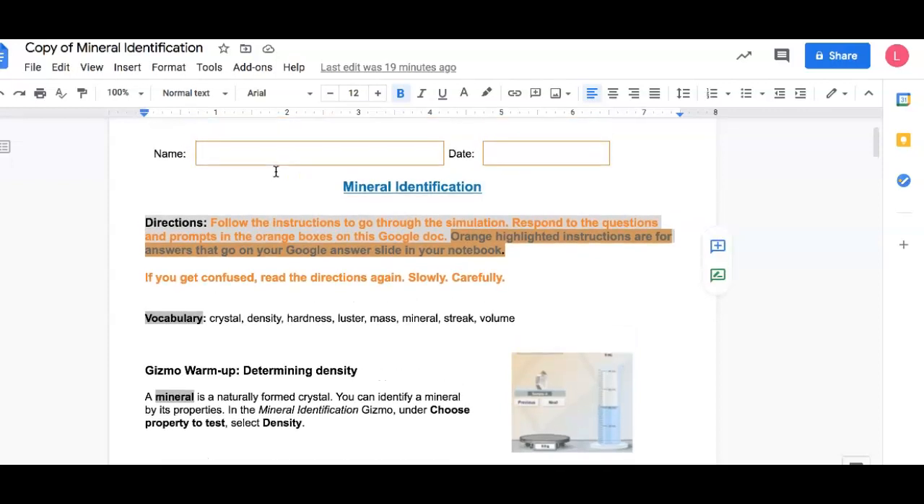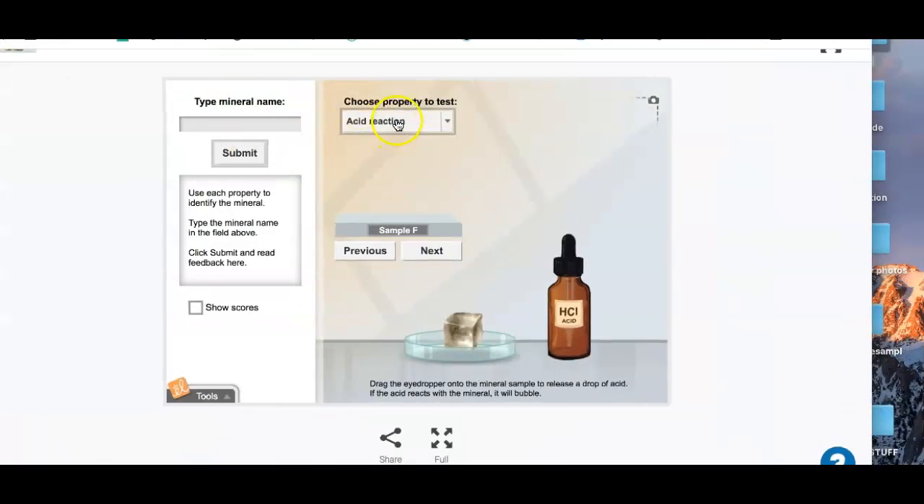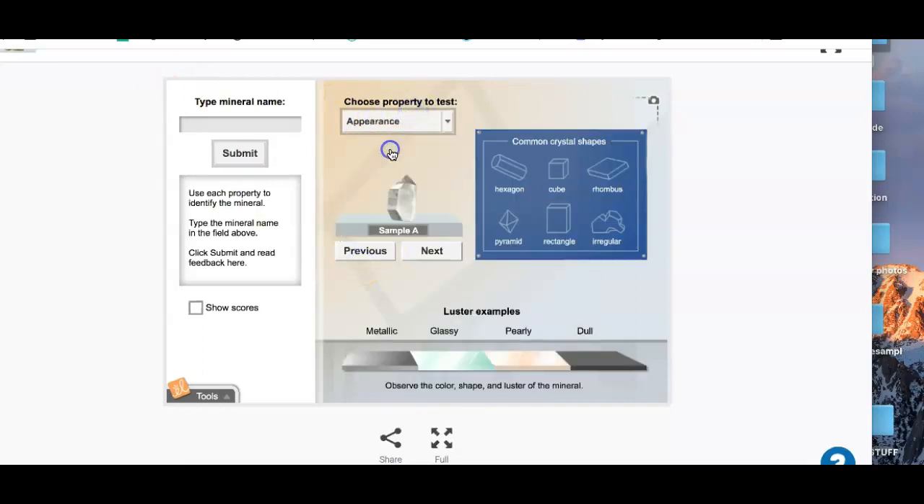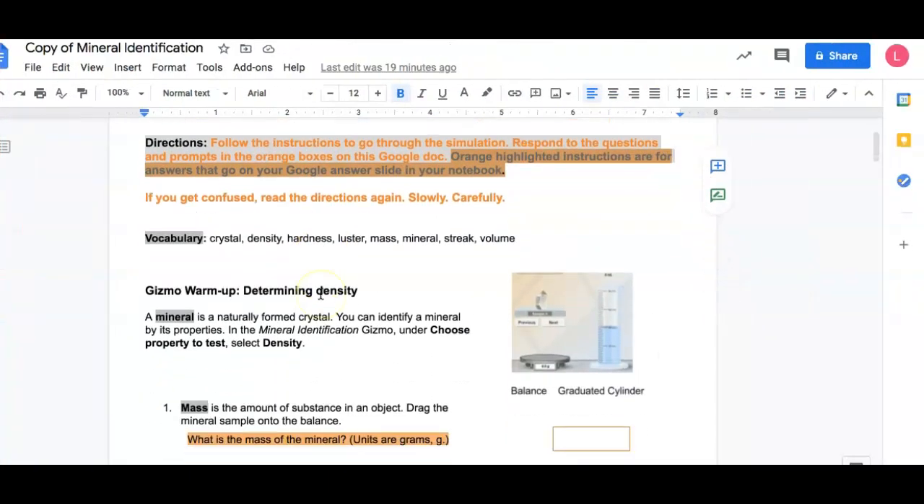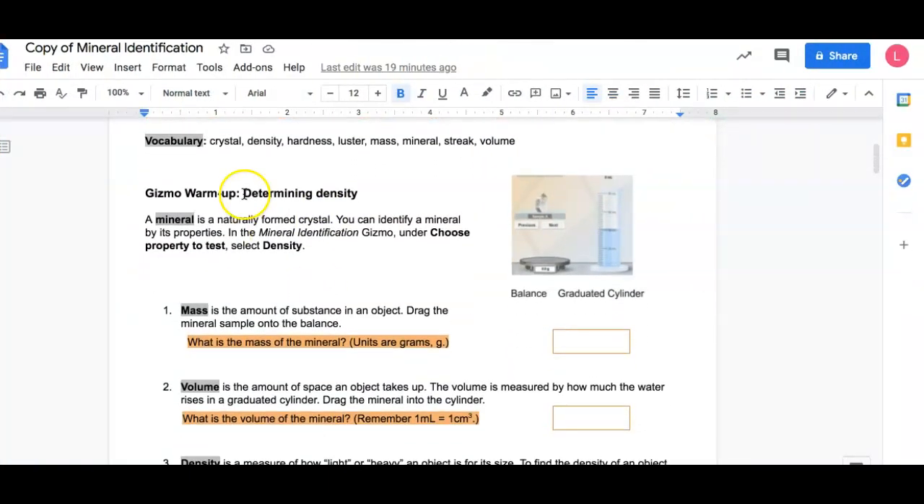Just going to go over quickly how to do the Wednesday work for Gizmos, which is the mineral identification. So when you open up your Gizmos, it's going to look something like this. It's actually going to start on sample A, so I'll start there too. The things we're going to need to know are crystal, density, hardness, luster, mass, mineral, streak, volume.